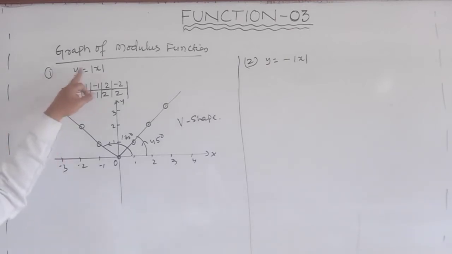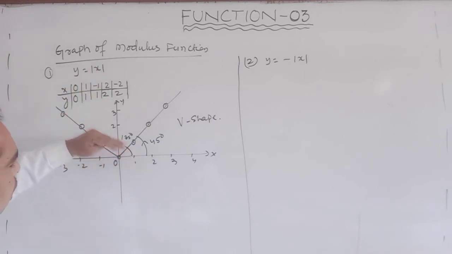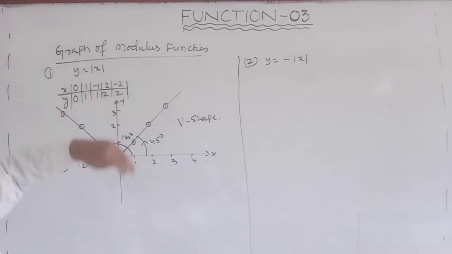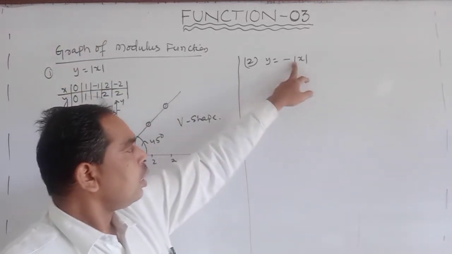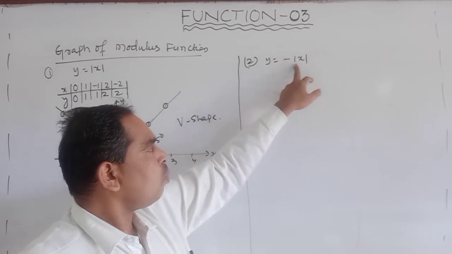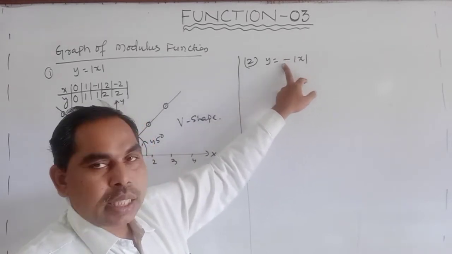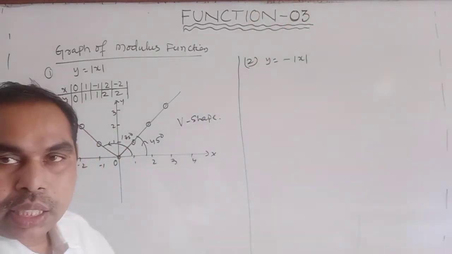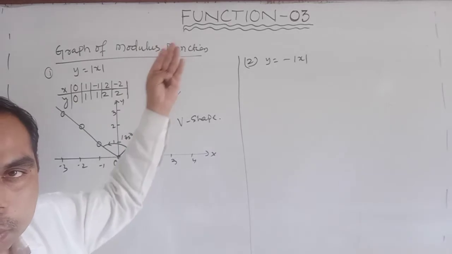So y is equal to mod x, and in front of mod there is a plus sign, so the graph is opening upward. Here, before the mod x, there is a minus sign, hence the graph is opening downwards. This graph opens upwards, and this graph opens downwards.